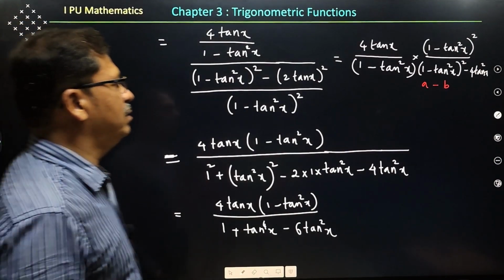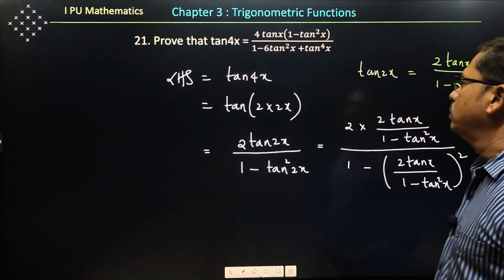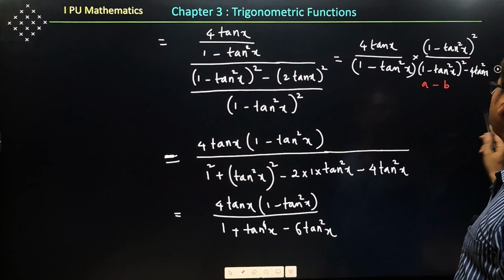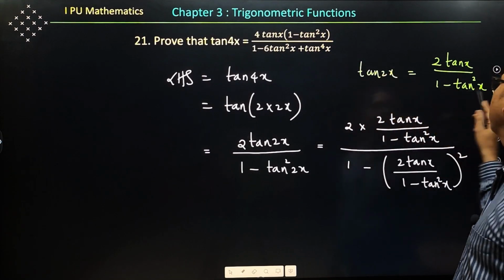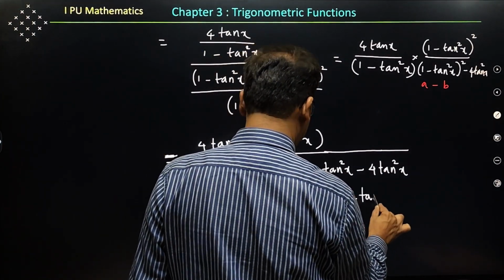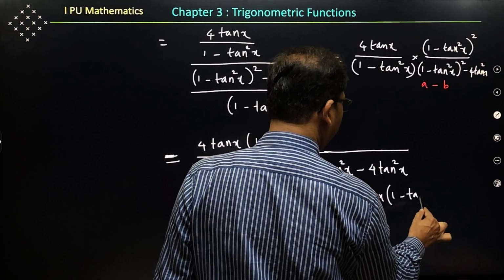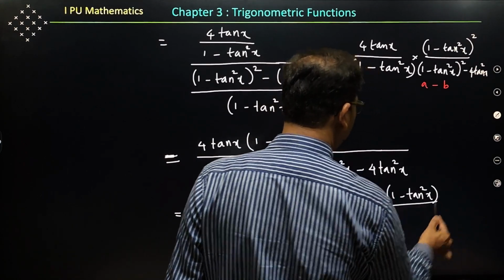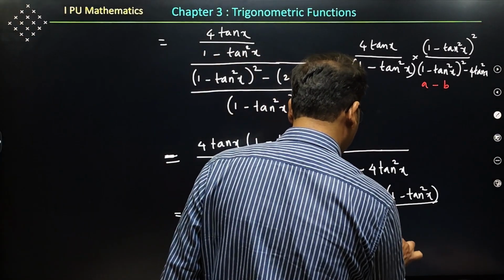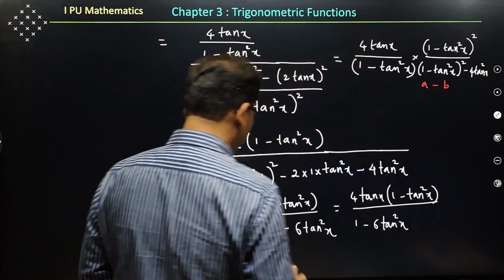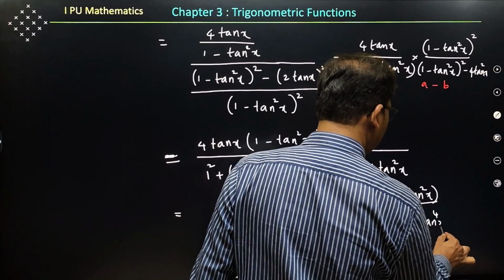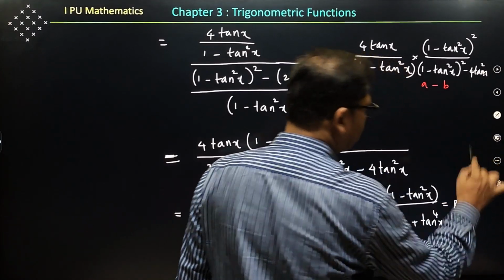1 plus tan 4th x. Check here. 1 minus 6 tan square x. Yes, 1 minus 6 tan square x plus tan 4th x. It is there. This is equal to 4 tan x into bracket 1 minus tan square x whole divided by 1 minus 6 into tan square x. Lastly, you write plus tan 4th x. So this is what seems to be the right hand side of the problem here.